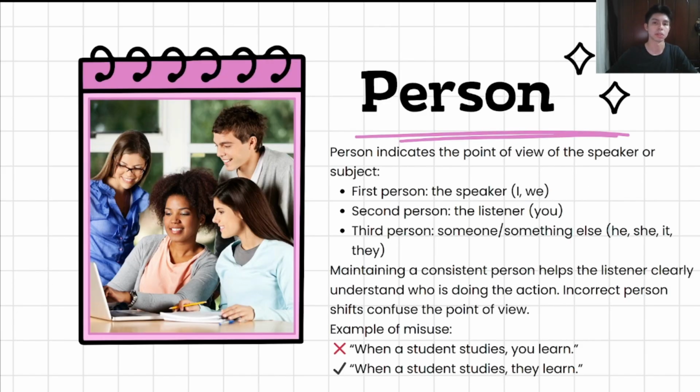Then we have person. Person refers to the point of view. We have first person I or we, second person you, and third person he, she, it, or they. Here, the problem appears when we mix these points of view by accident. For example, saying "when a student studies, you learn." So it changed from third person to second person, and that confuses the listener. So the correct version is "when a student studies, they learn."